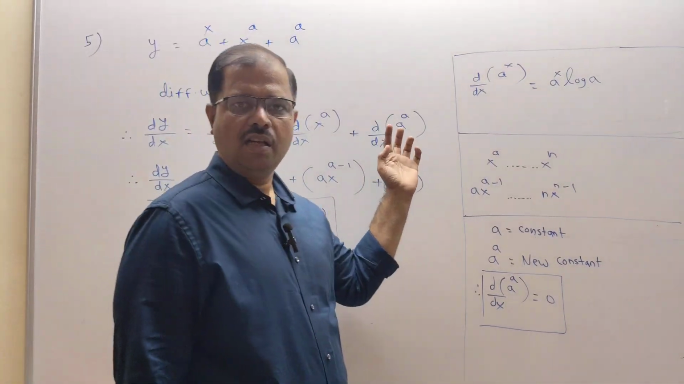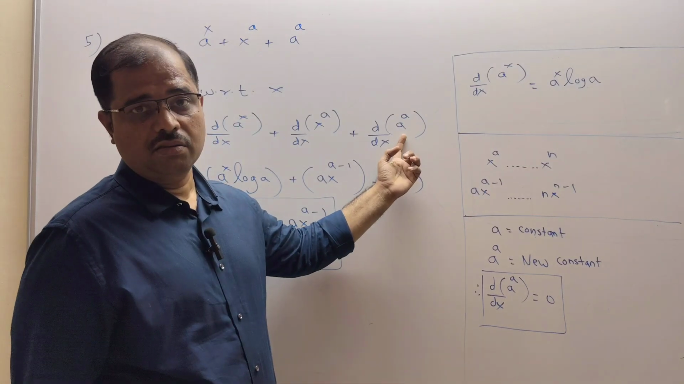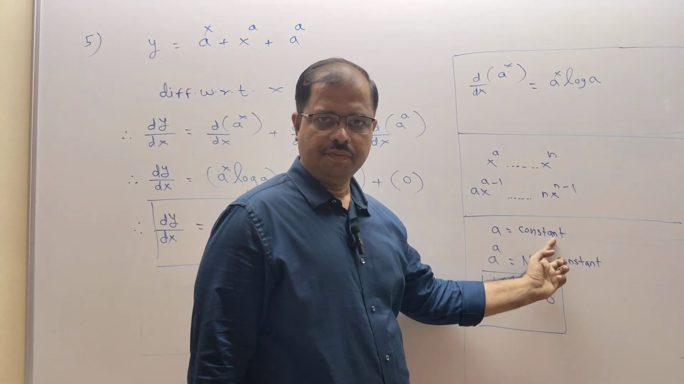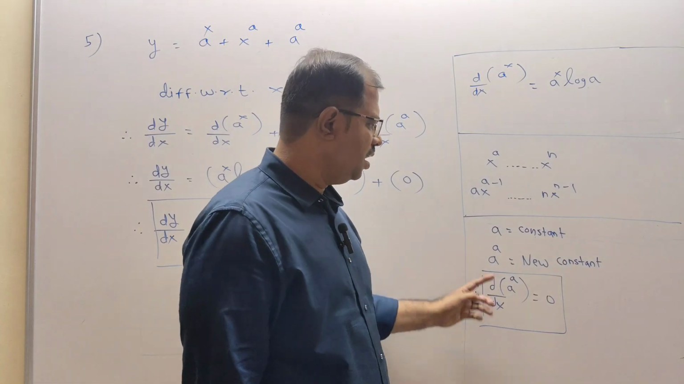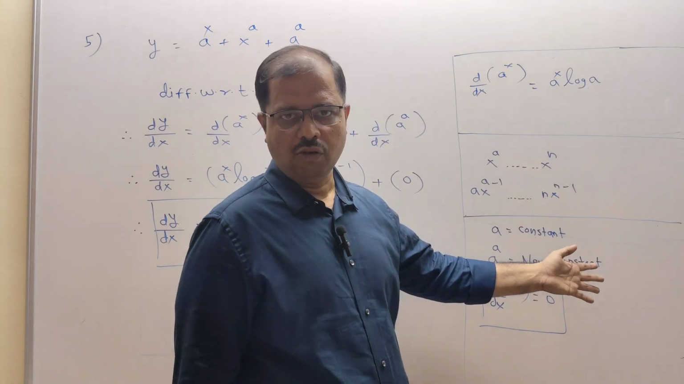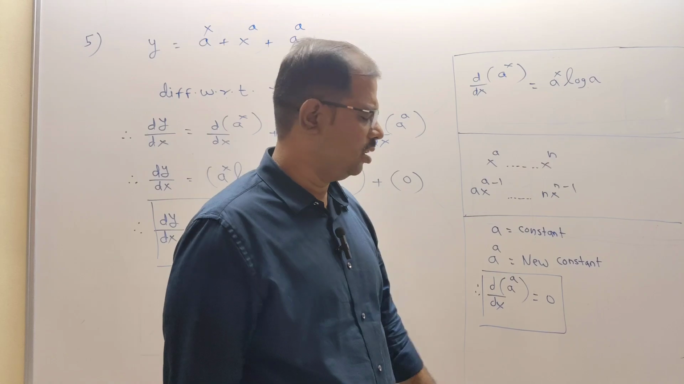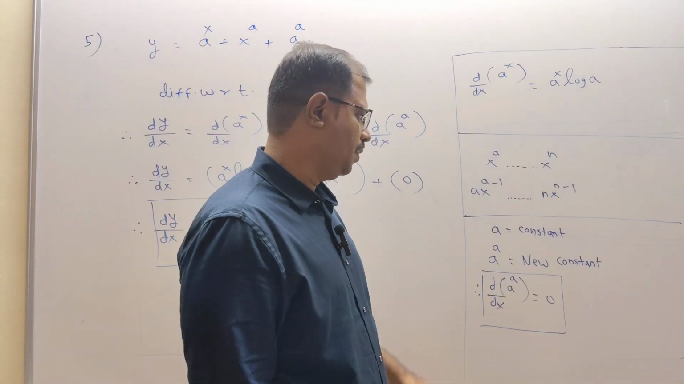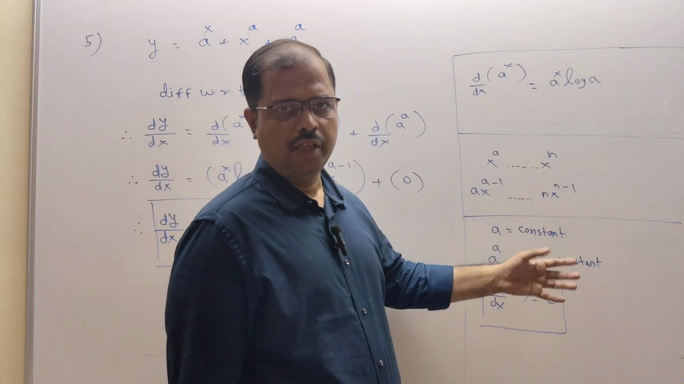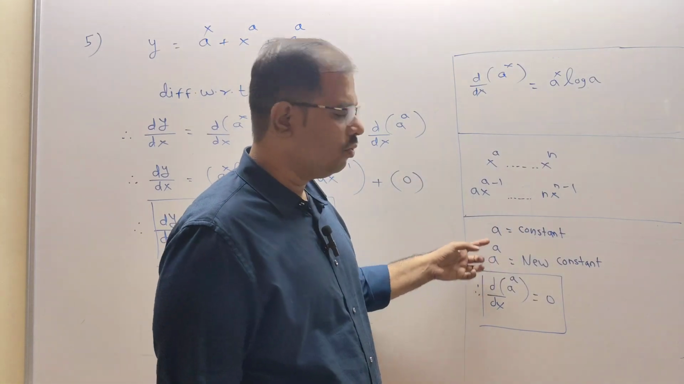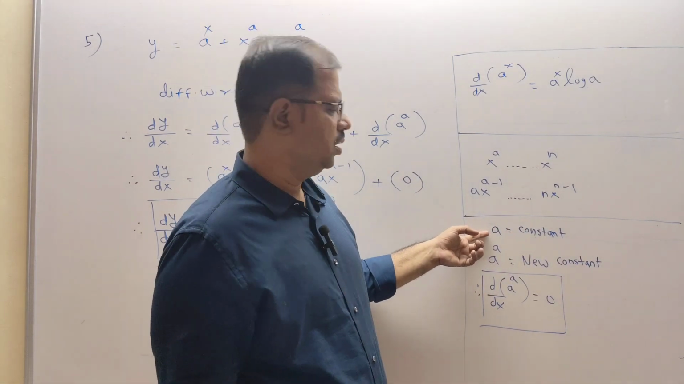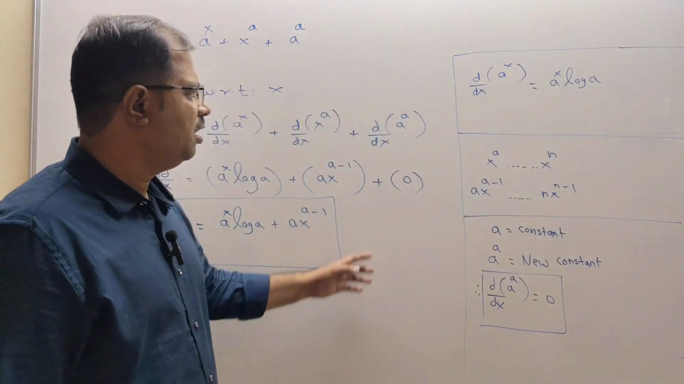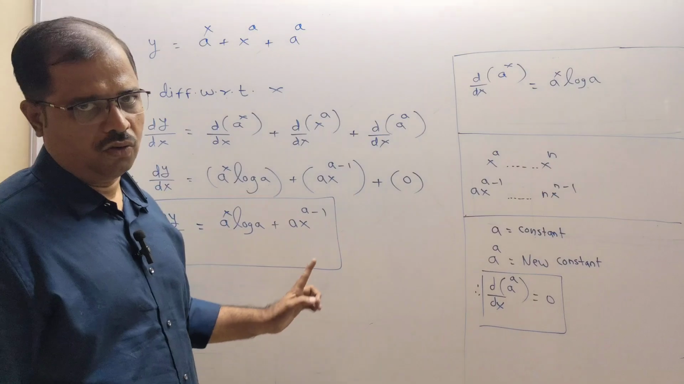Now, this is the last term, which is a difficult term actually. We know that a is a constant term. Therefore, a raised to a is a new constant, and the derivative of every type of constant term is always 0. For example, 2 is a constant, derivative of 2 is 0. Therefore, 2 raised to 2 means 4 is again a new constant, derivative of every constant is equal to 0. Therefore, derivative of a raised to a is 0.